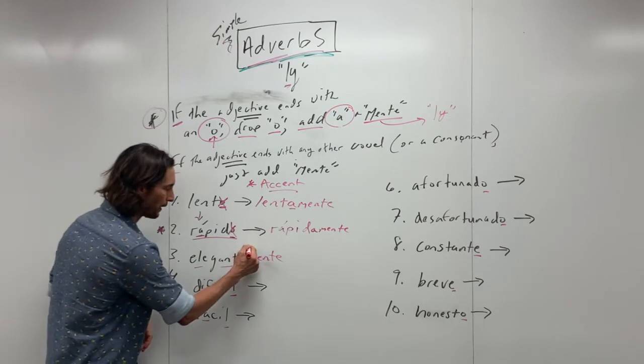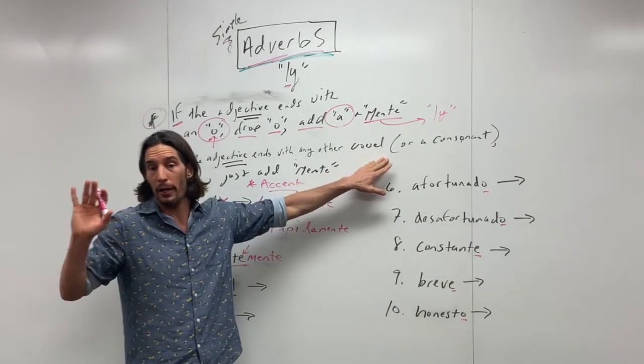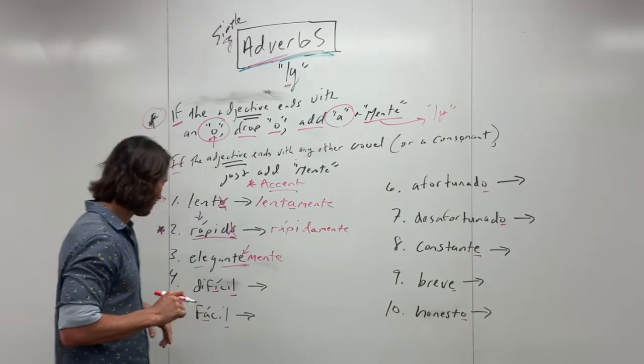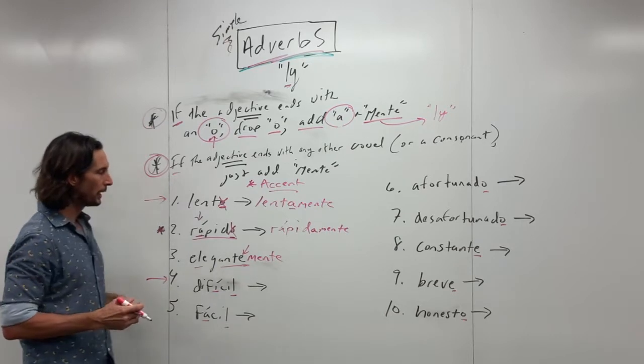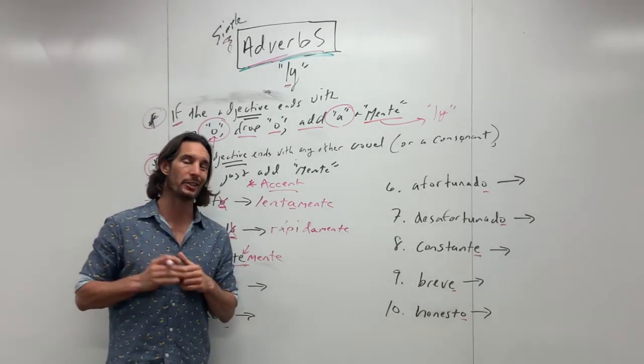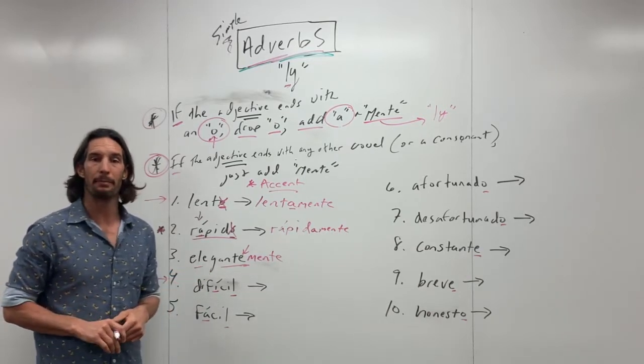Elegantemente. We don't have to change this to an A because, as we have here, any other vowel other than O stays as is. Good. And so let's go here to number 4. Here's one with a consonant, and so let's see what we do about that. Our rule says don't do anything except add mente.